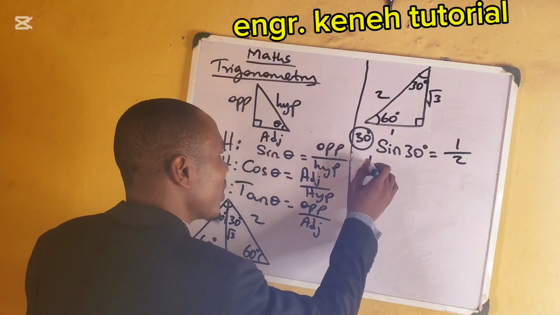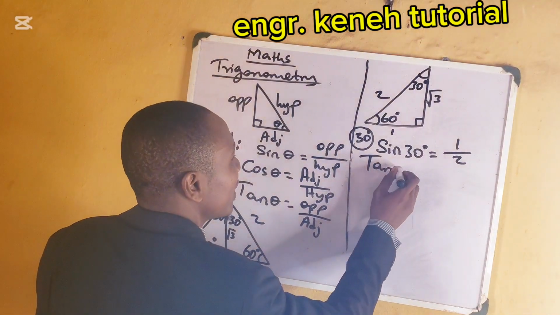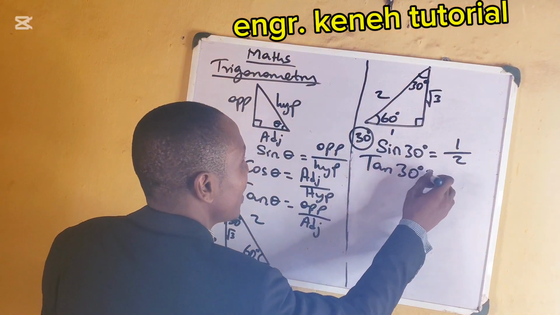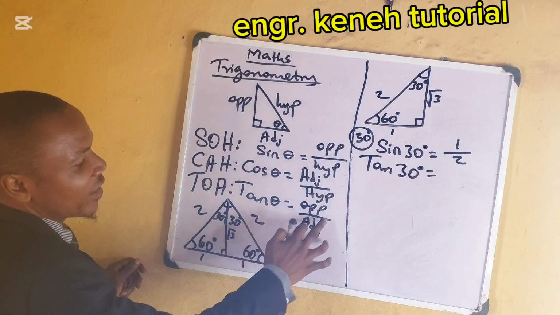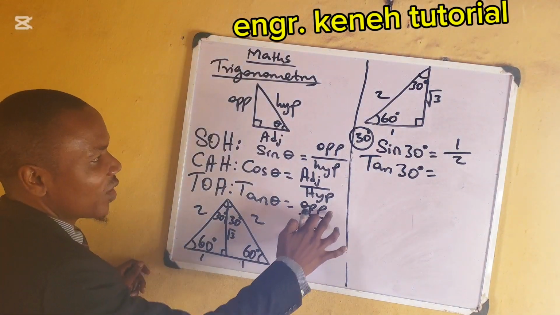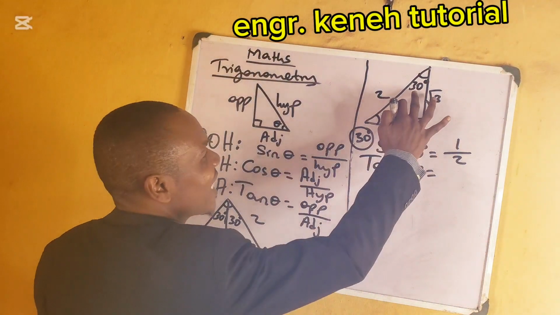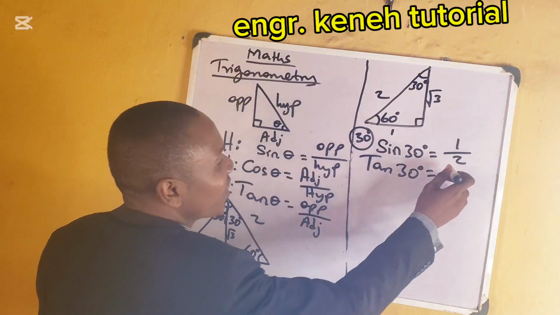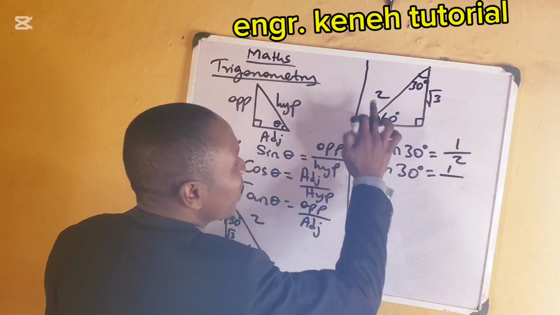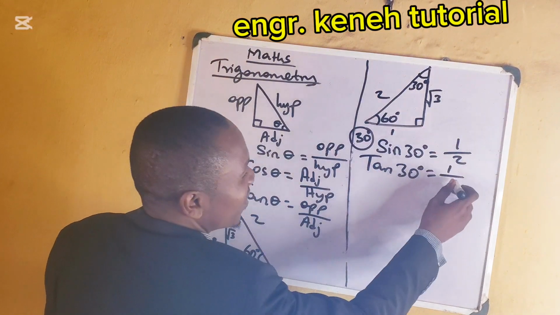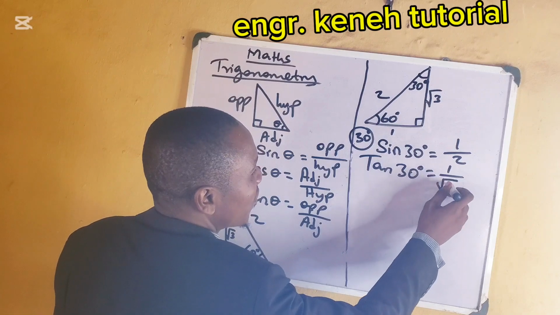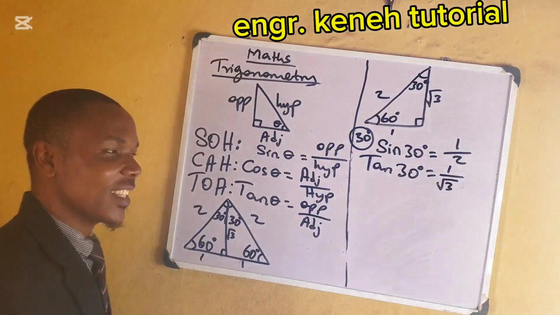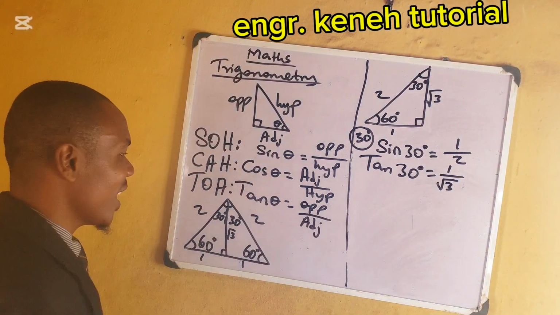All right. If you are talking about tan 30 degrees, look at it here. It means opposite over adjacent. So if you have 30 degrees, opposite is 1. We have 1 like this. Look at the hypotenuse. That means that this one is the adjacent. So it should be 1 over root 3. Can you see it? That is the value of tan 30 degrees.